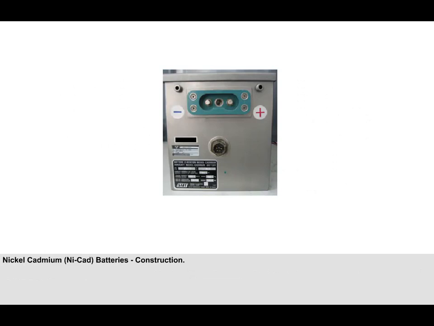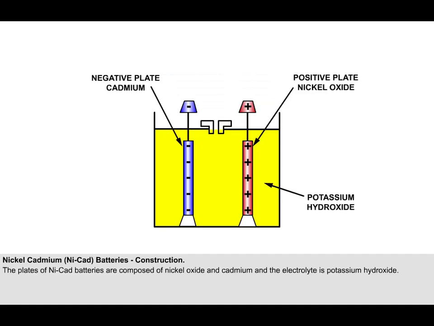Lead-acid batteries are still used in some smaller aircraft, but have been largely replaced by alkaline batteries of the nickel-cadmium or NiCad type. The plates of these batteries are composed of nickel oxide and cadmium, and the electrolyte is potassium hydroxide. The specific gravity of the electrolyte is in the range of 1.24 to 1.30.